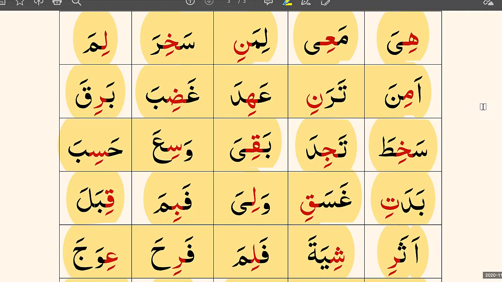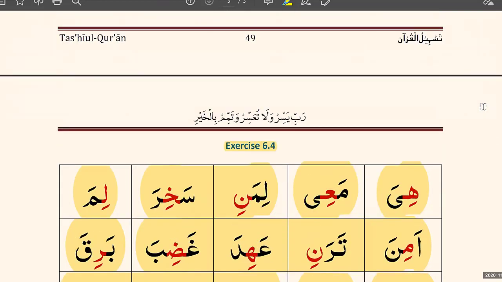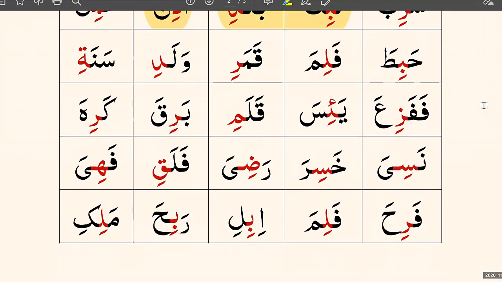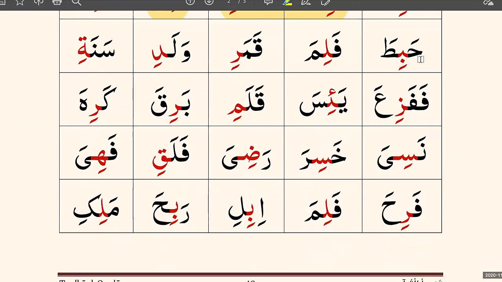Next, can we have Nusrat Adam Saiba, please? Assalamu alaikum. Walaikum salam. Now you will be reciting the last 4 lines from here. Okay.